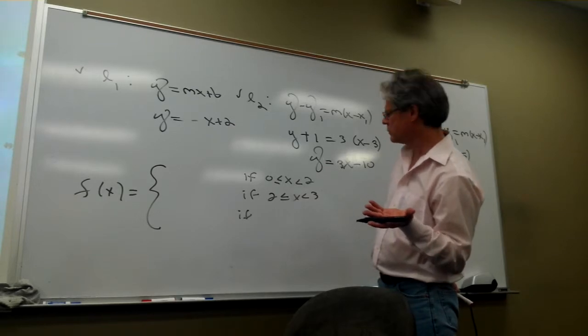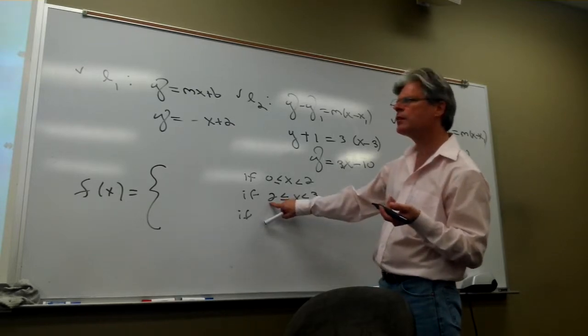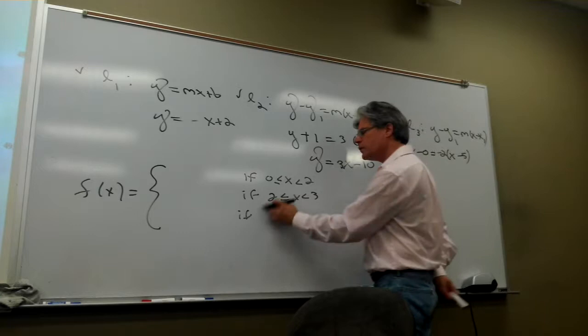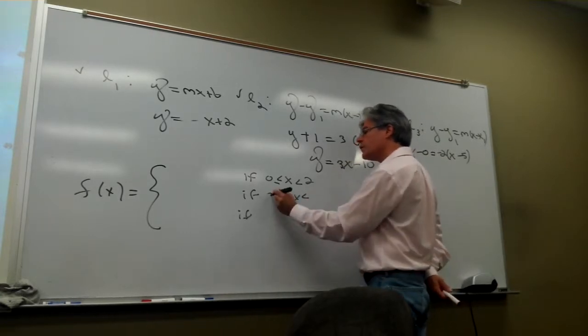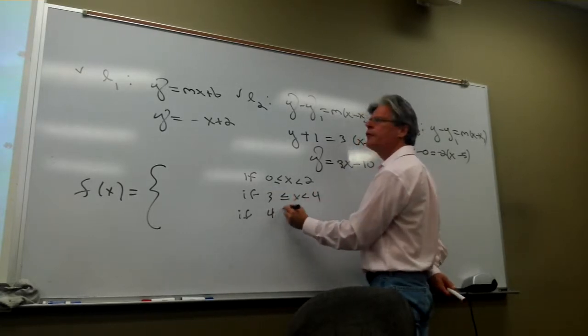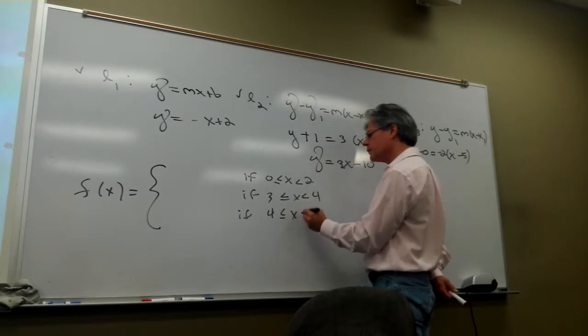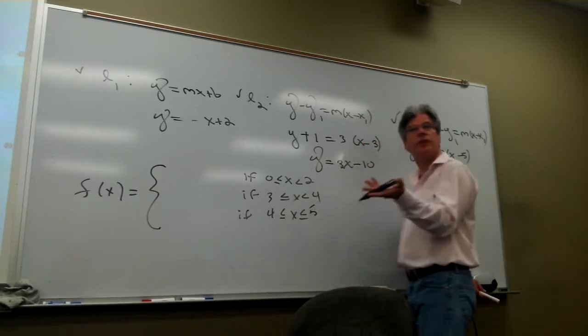Did I miss something? What should that be? It should be 3 to 4. My apologies, you guys. I miscounted my ticks. You said 3 to 4. But what if x is from 4 up to +5? Well, I think the output of the function is going to change.